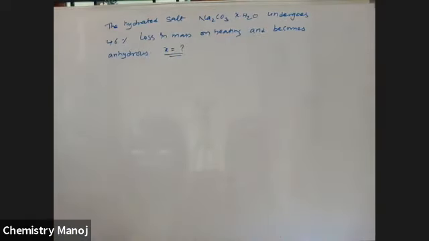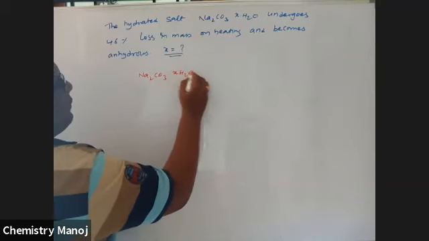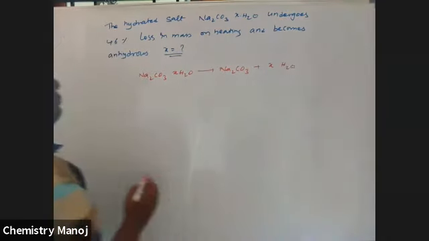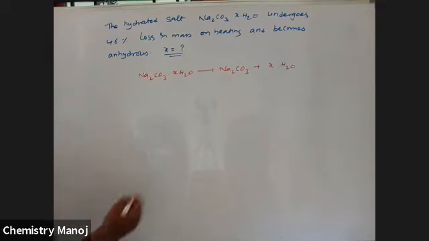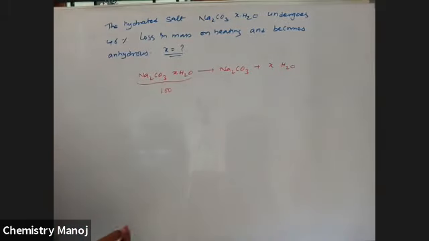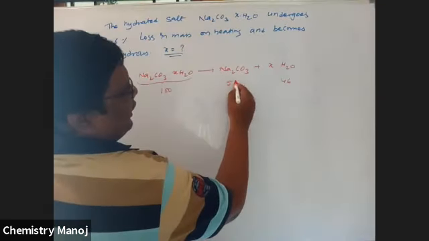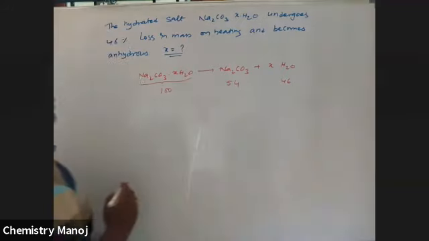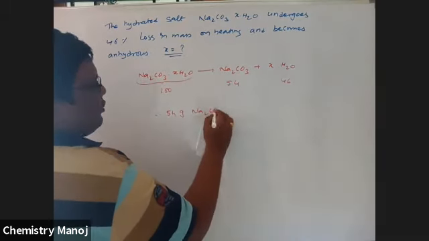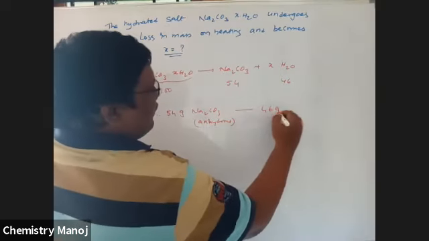Now, Na2CO3.XH2O on heating gives Na2CO3 plus XH2O. Okay, 100 grams is taken. 46 is lost as weight. That means this is equal to 46. Automatically this should be 54. Yes, 54. Therefore, 54 grams of Na2CO3, that is anhydrous, contains 46 grams of water.